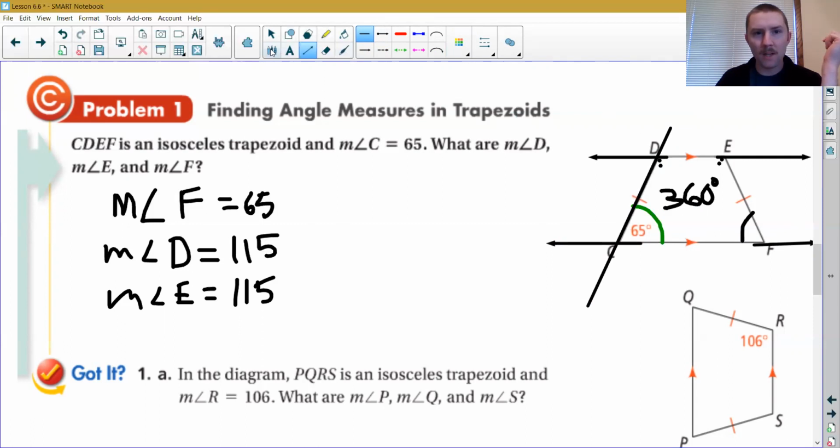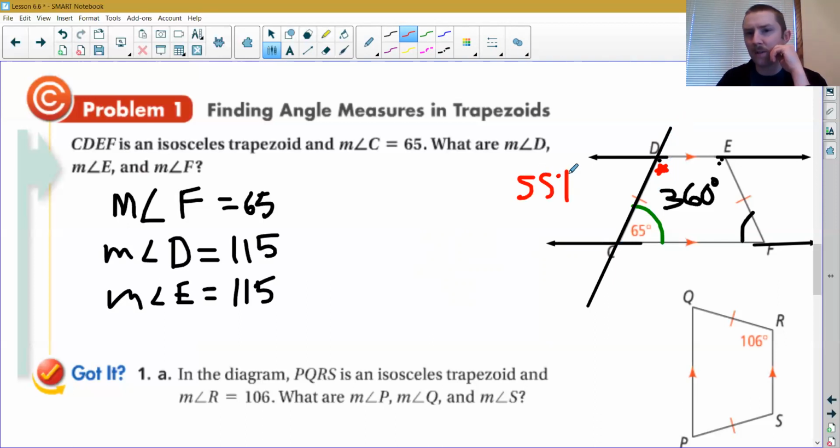Okay, remember, I'm trying to find this angle up here, right? This is the angle that I want to find right there. So if I look at that red starred angle and this 65-degree angle, what kind of angles are they in this picture? Well, they're on the same side of my transversal and they're between the two parallel sides. So those are same side interior angles.